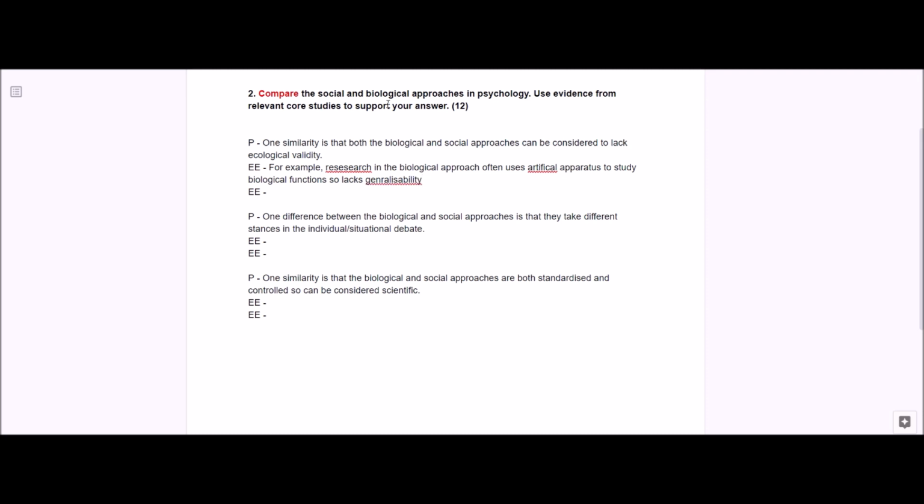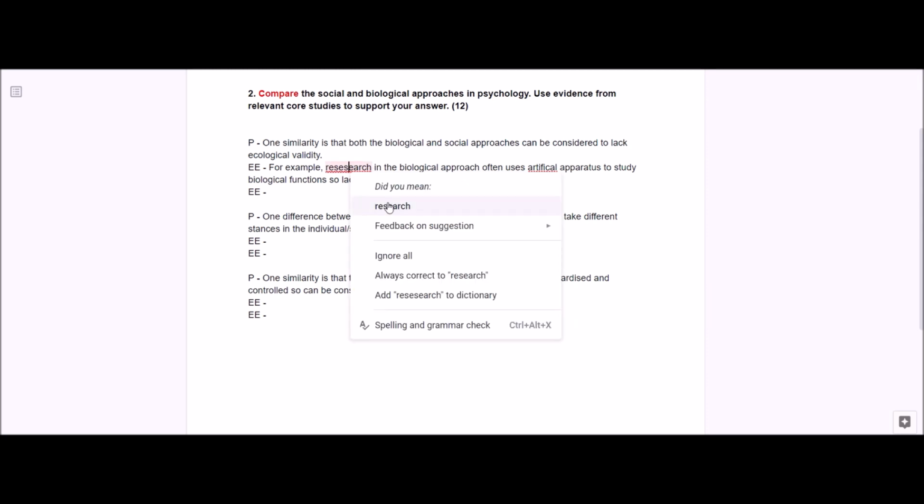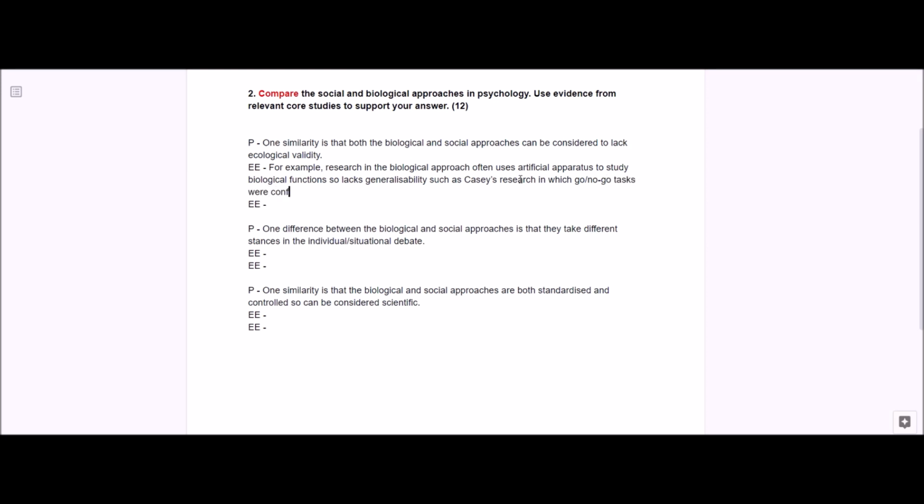so lacks generalizability, such as, I really can't type today, can I? Such as cases research in which go/no go tasks were conducted in an MRI scanner to evidence biological determination of impulse control. And that's all I need to put.